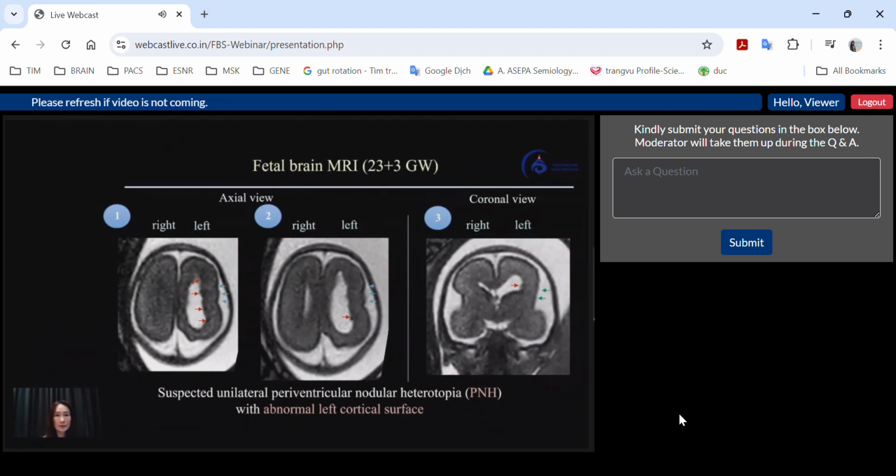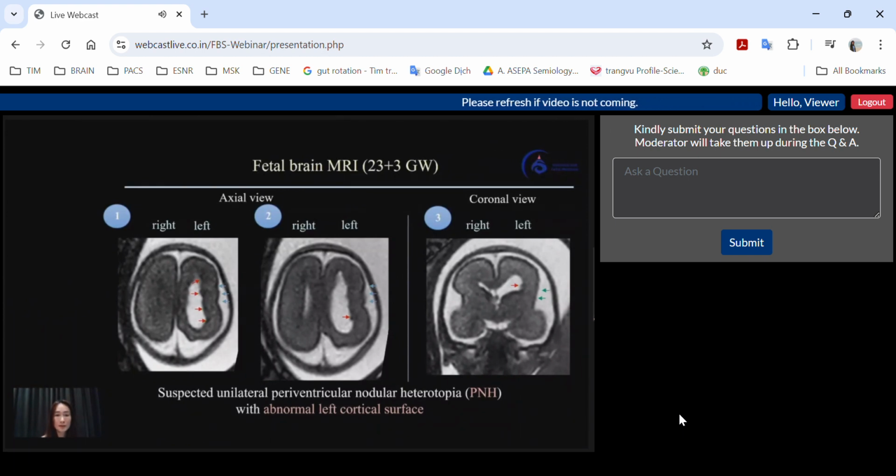Pictures 1 and 2 show axial views, and picture 3 shows the coronal view. The left lateral ventricle has an irregular margin with small nodules along the wall, marked by the red arrows. This view also shows asymmetry in the cortical surface. The right is smooth, but the left, shown by the blue arrows, is irregular. Picture 3 reveals the left ventricle is enlarged, with a small nodule protruding into the lumen. The green arrows point to the sylvian fissures, which is shallower on the left.